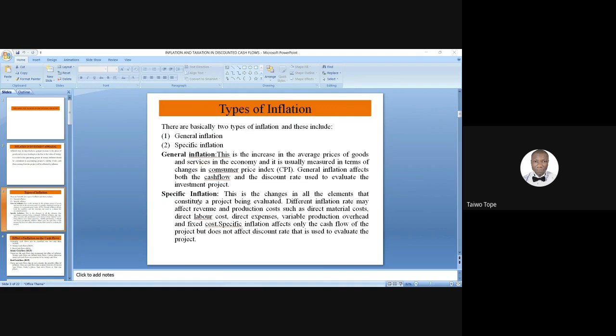Now, talking about specific inflation, this is the changes in all the elements that constitute a project being evaluated. So, different inflation rates may affect revenue and production costs, such as direct material costs, direct labor costs, direct expenses, variable production overhead, and fixed costs. So, specific inflation affects only the cash flow of the projects, but does not affect the discount rates that are used to evaluate the project.